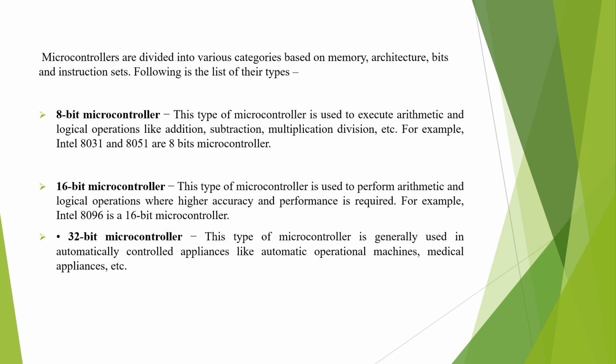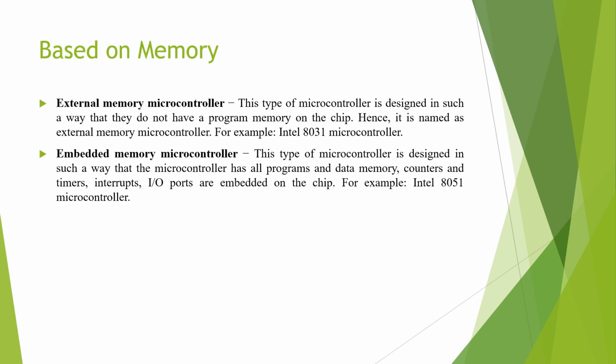In the case of an embedded system, generally we use 32-bit microcontrollers. Otherwise, we can use 8-bit or 16-bit microcontrollers. So this is the classification of microcontrollers according to the number of bits processed by the processor simultaneously. Next, the classification can be done based on the memory.